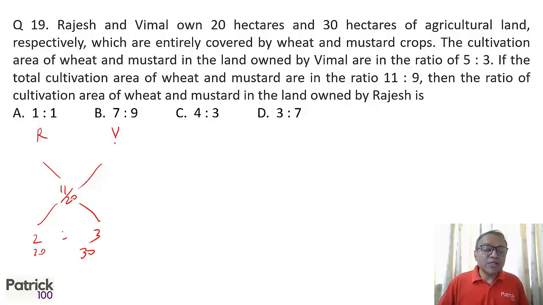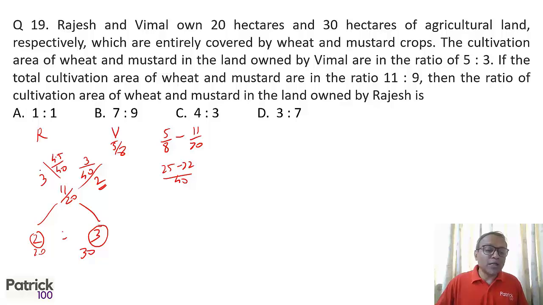They have also given Vimal is 5 out of 8. You do cross multiplication. So this 2 goes here, this 3 comes from here. Now this 2 is the difference of 5 upon 8 and 11 upon 20. If I subtract 5 upon 8 minus 11 upon 20, you'll get 25 minus 22 upon 40, which becomes 3 upon 40. So if 2 stands for 3 upon 40, 3 will stand for 4.5 upon 40, since 3 into 1.5 is 4.5.